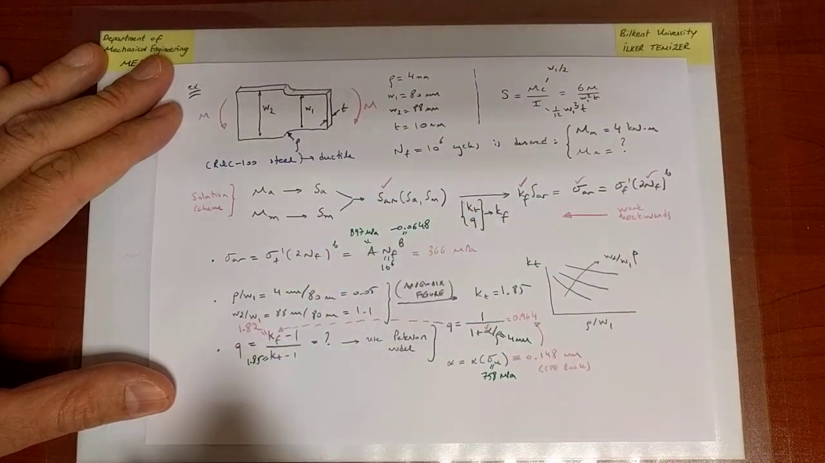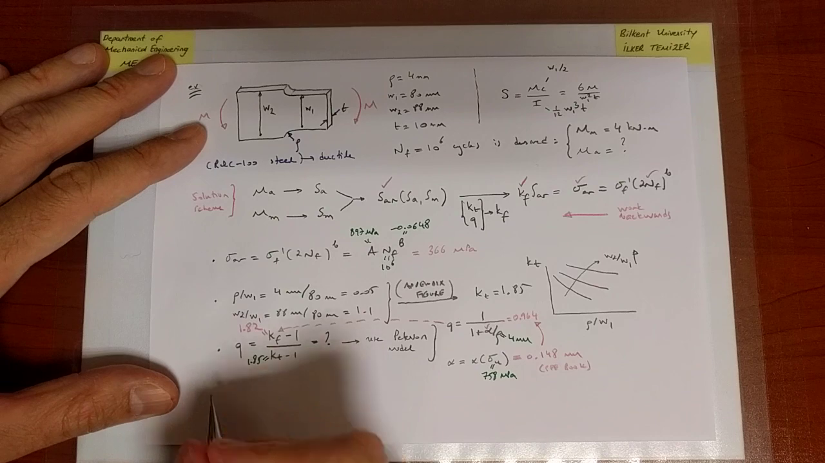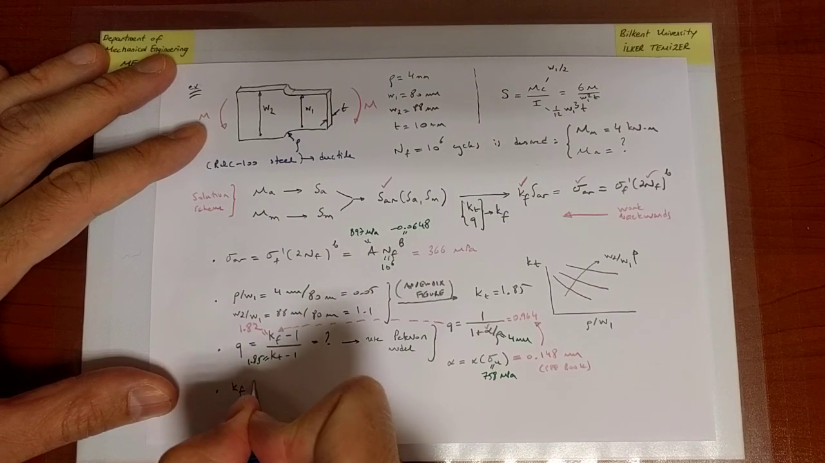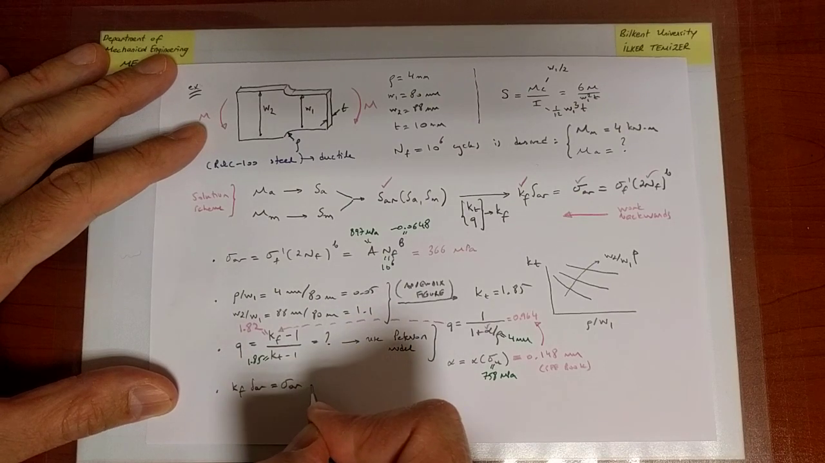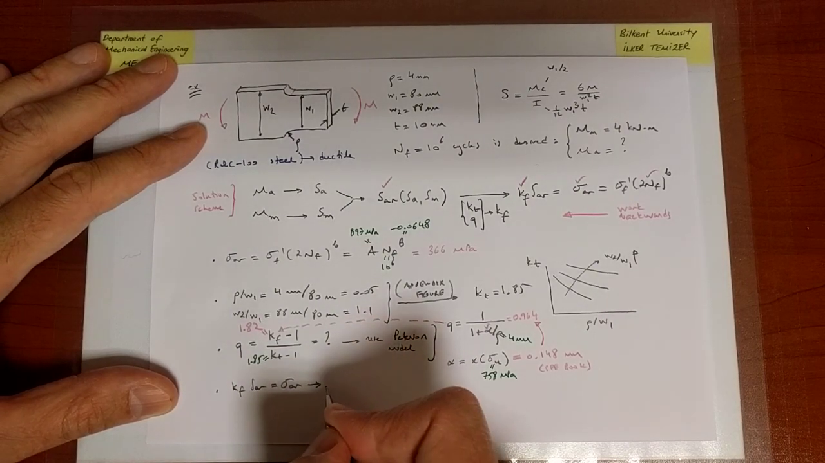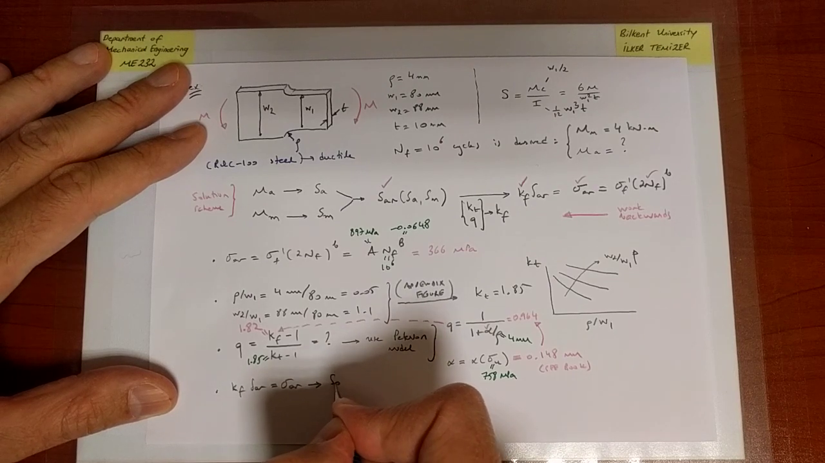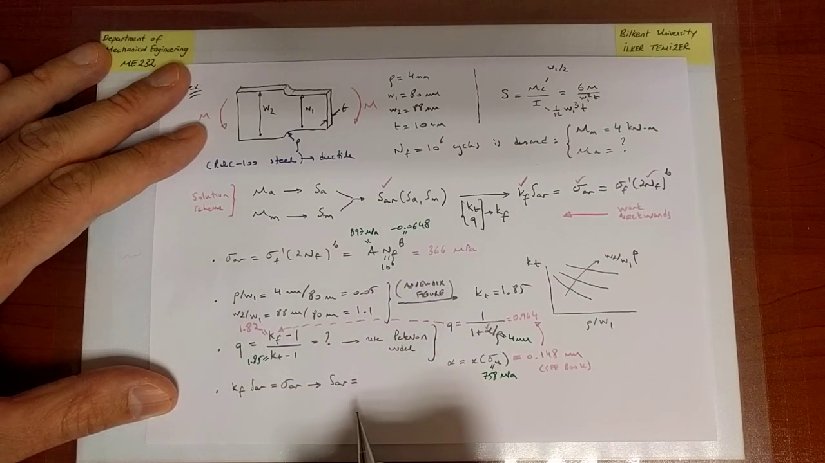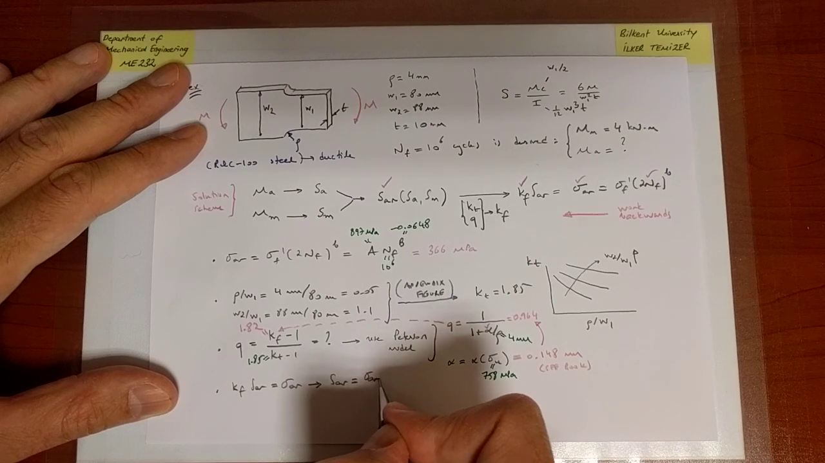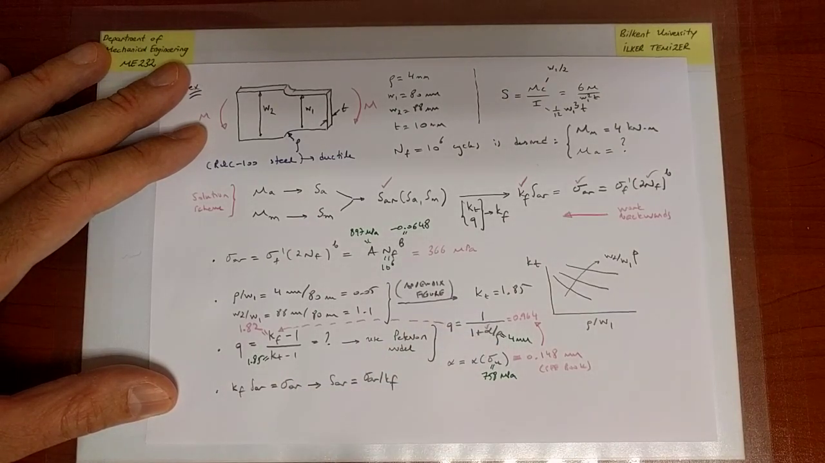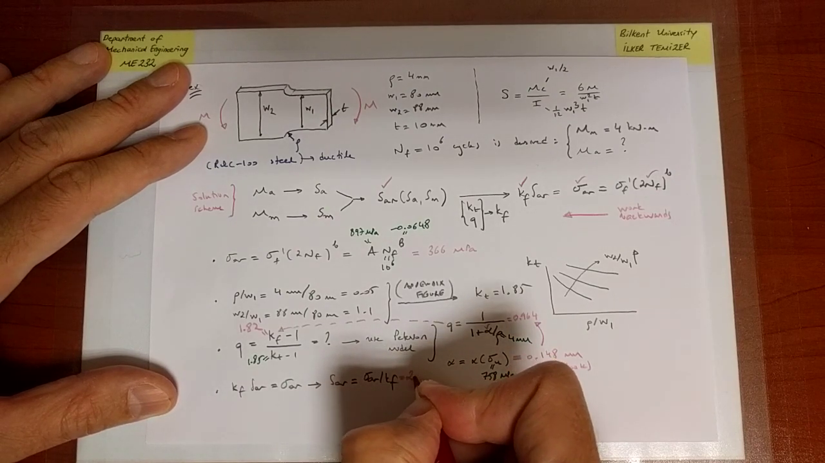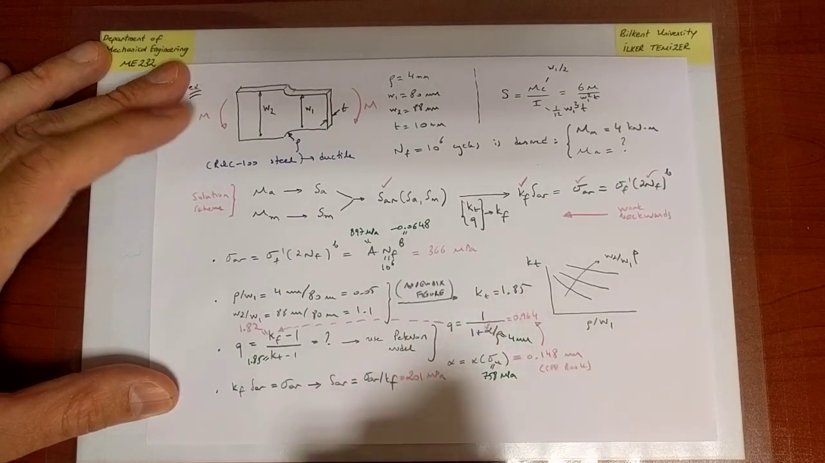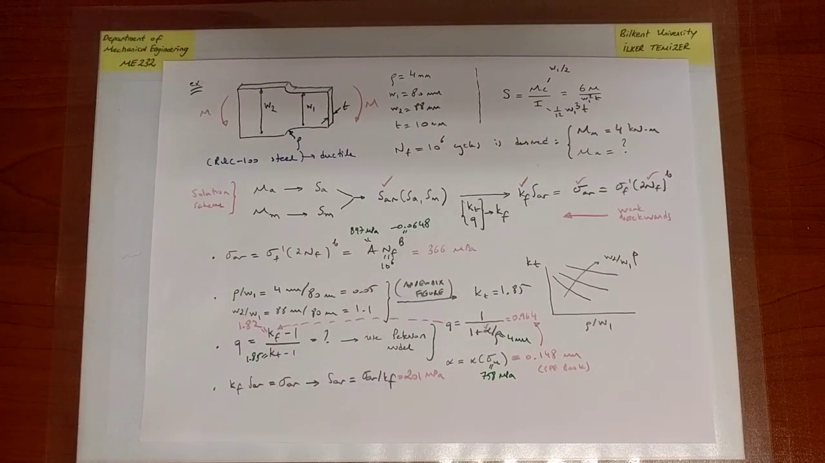So now I know what SAR is, right? So KF SAR is equal to sigma AR, and therefore SAR is equal to sigma AR over KF, which is equal to 201 MPa. Notice that the difference between KF and KT is not much, but in general it could have been.